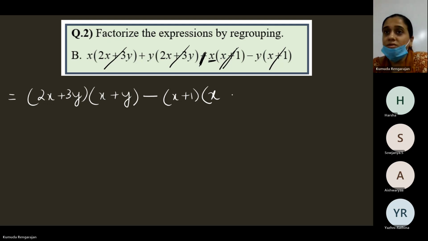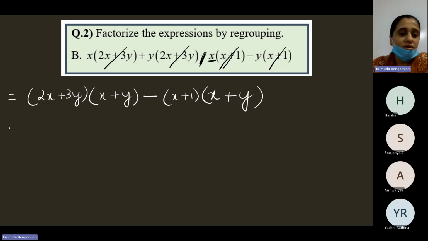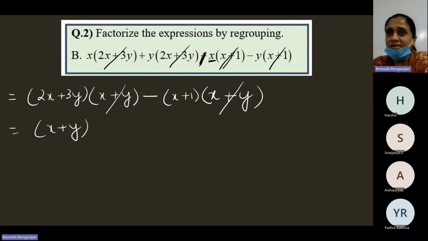Minus into plus is minus, and that y. All right. Now what's common between these two terms? X plus y is common. X plus y. So like slash it out. Okay, don't actually slash it, so that we understand what to write inside the bracket. So x plus y is common.